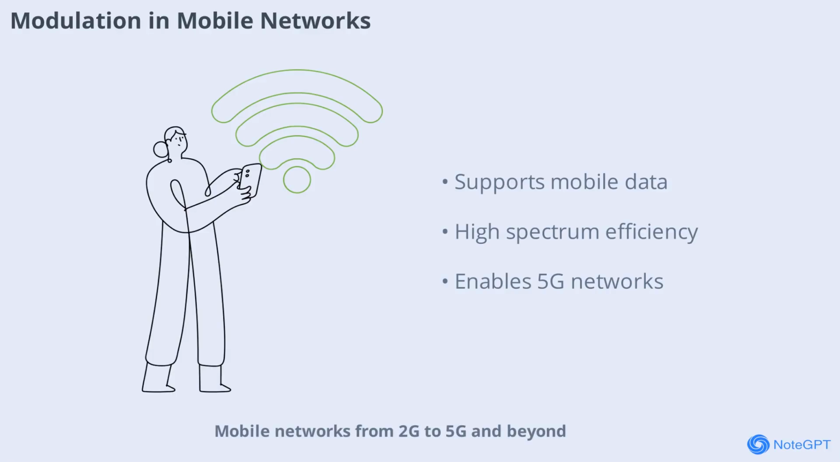Mobile networks from 2G to 5G and beyond rely on sophisticated modulation schemes to deliver voice, text, and data services. Techniques like QAM, OFDM, and PSK are used to maximize data rates and spectrum efficiency. Modulation enables seamless connectivity and supports the ever-growing demand for mobile data.